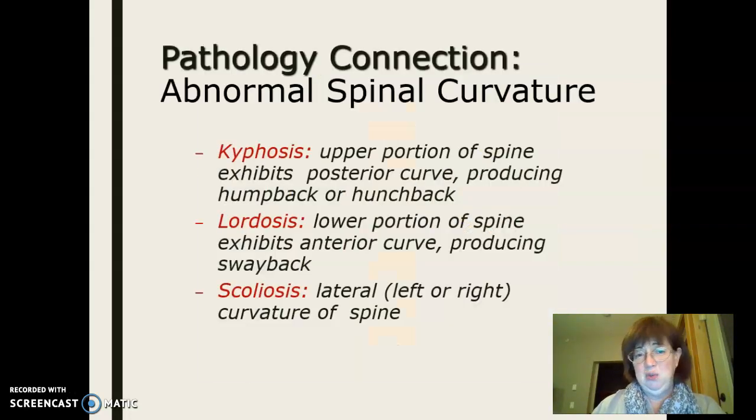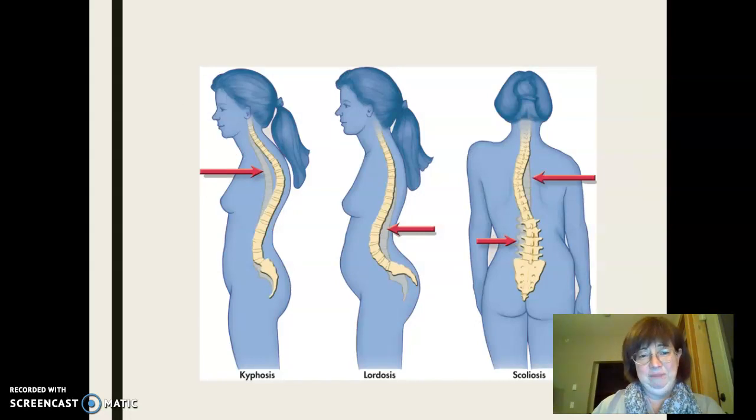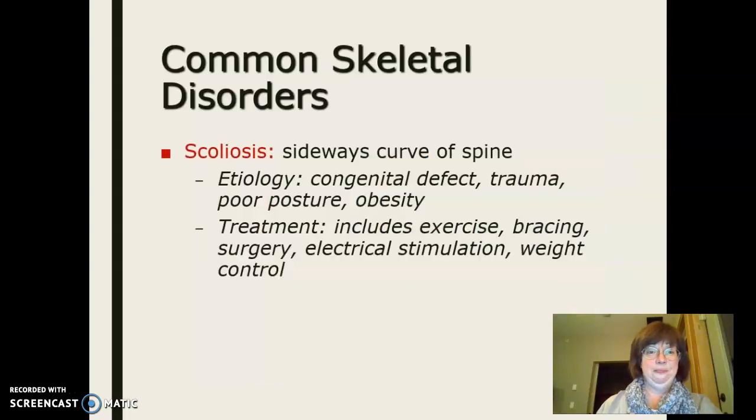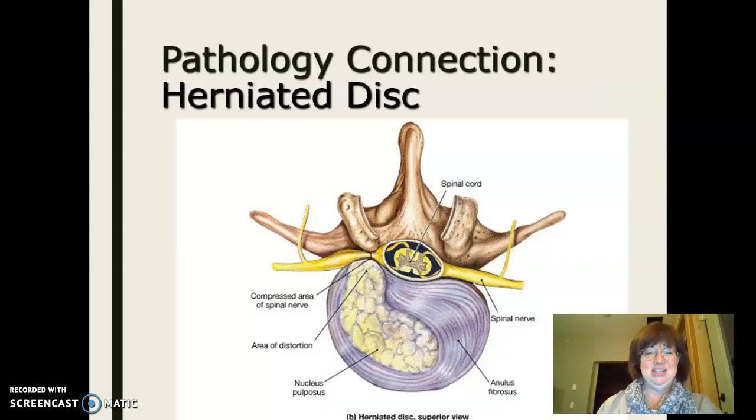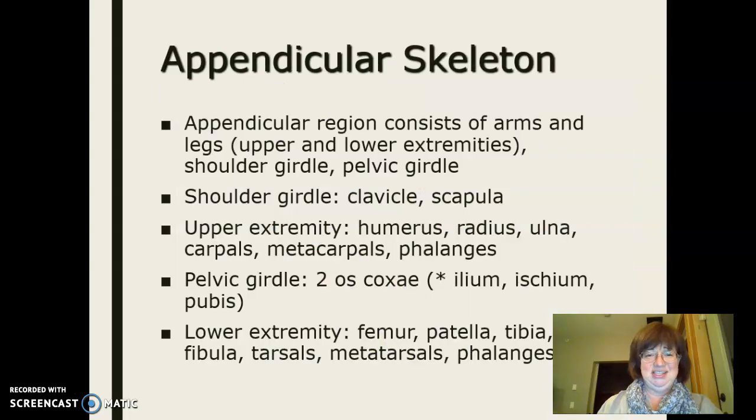Okay? Don't worry about the different abnormal curvatures. Just realize that there are abnormal curvatures, and one that's not mentioned on here is text neck, and that's where we lose the first curve in our neck because we're all down on our phones like this. So stretch your neck to prevent text neck. Okay, scoliosis is just a word for it. Herniated disc is another thing.